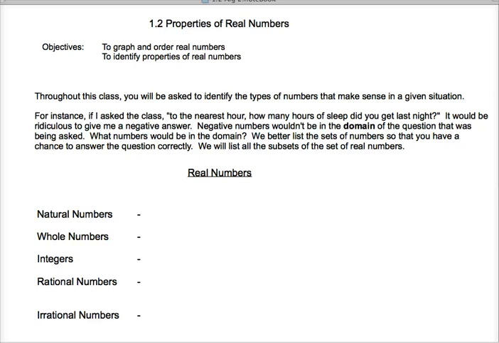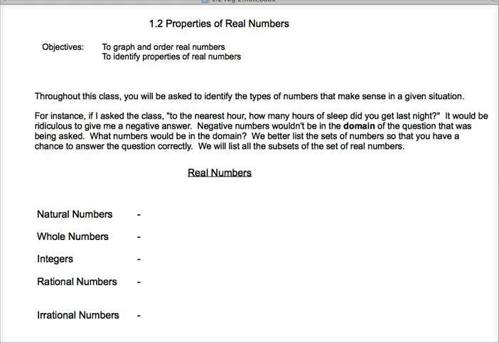Oh, we're going to have a lesson here on the properties of real numbers. Our objectives today are to graph and order real numbers, and then we want to be able to identify properties of real numbers. In order to do those two things, though, first we need to be able to categorize the real numbers into groups. So I've got a list of real sets down here.